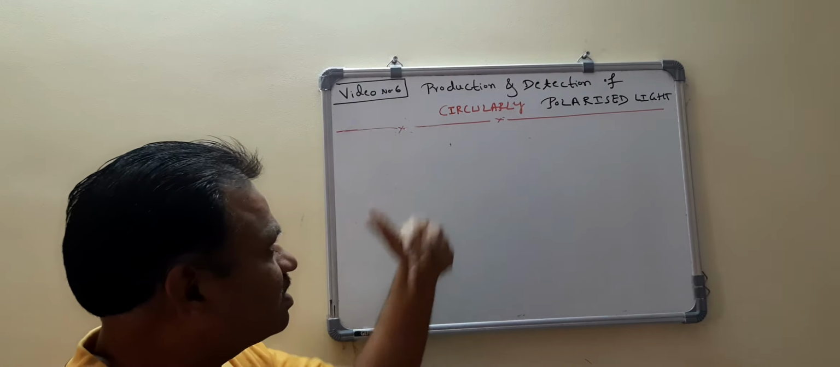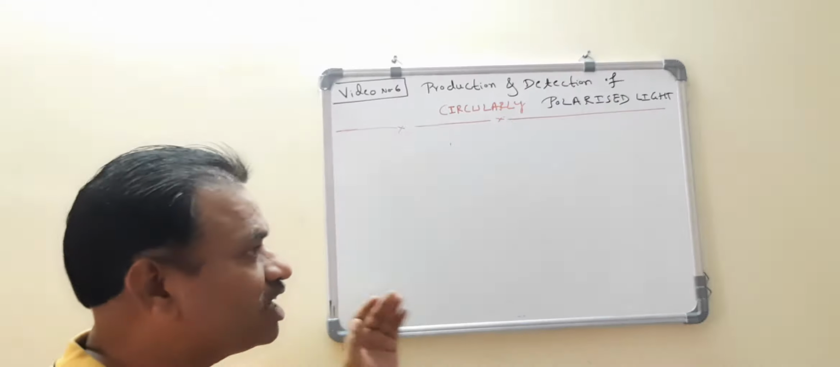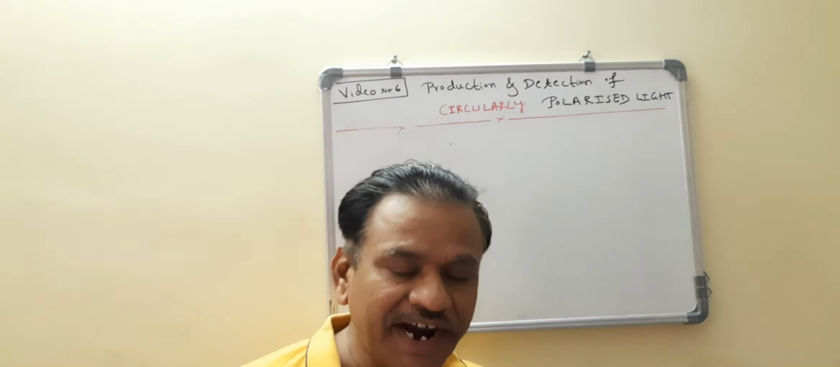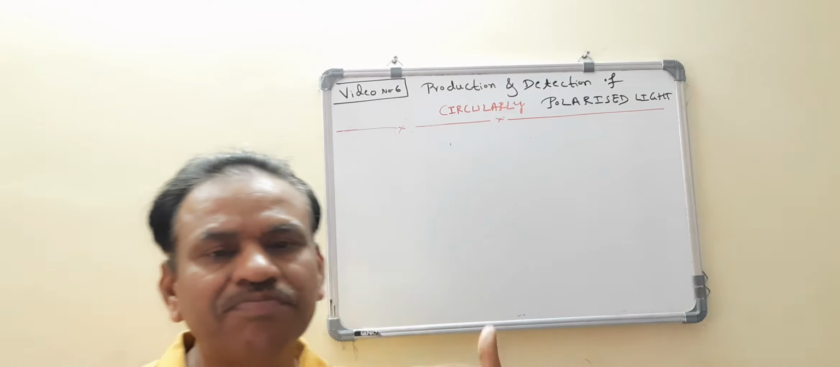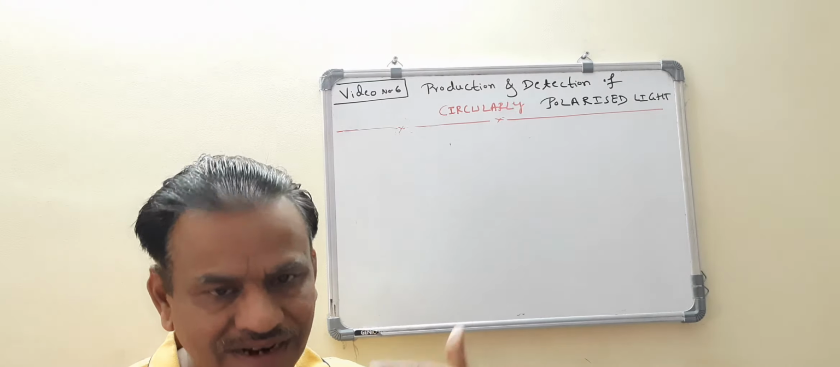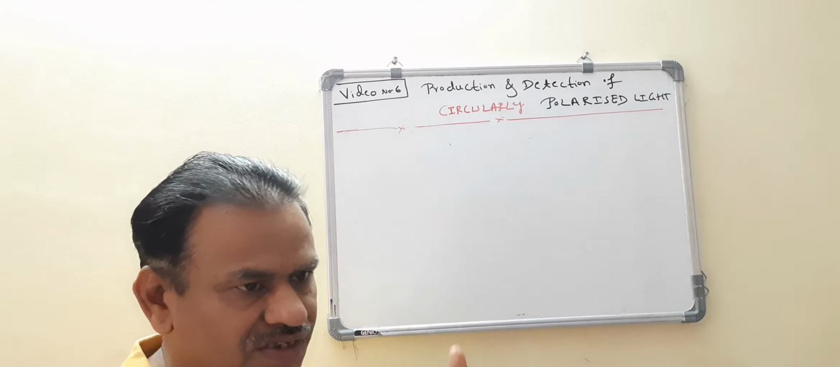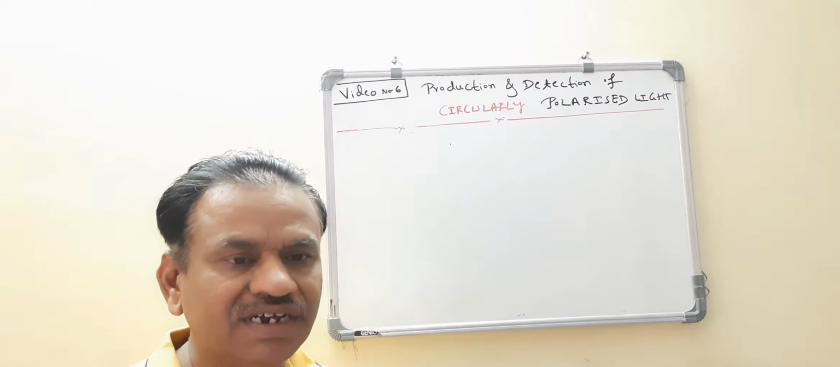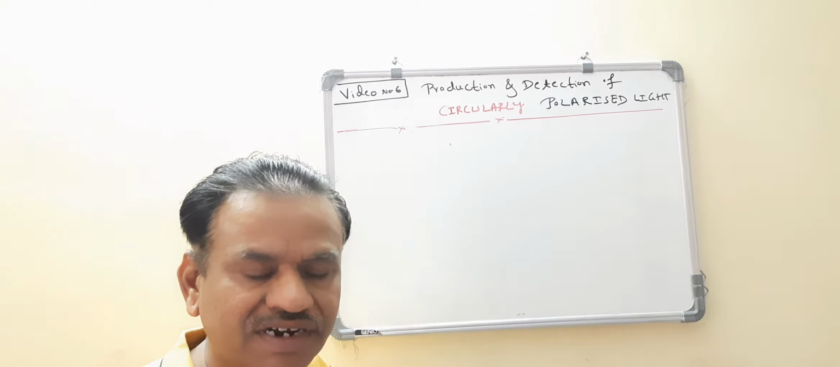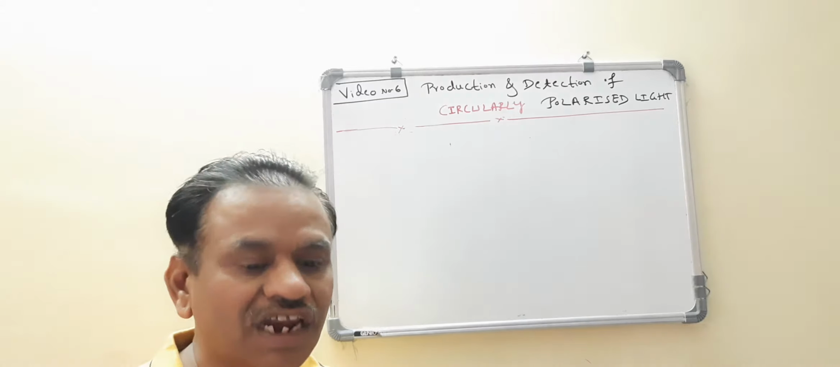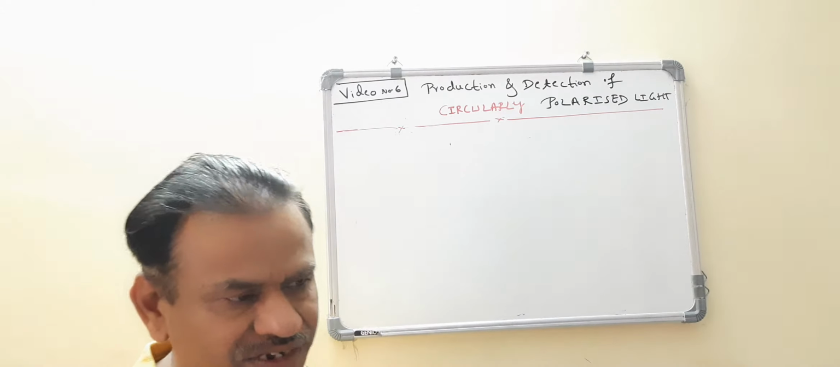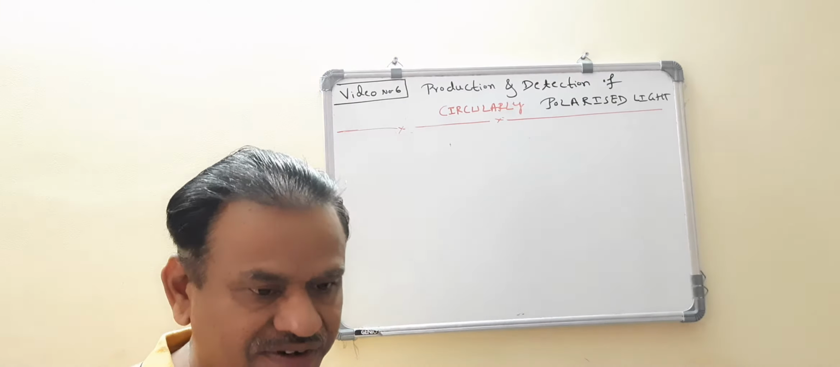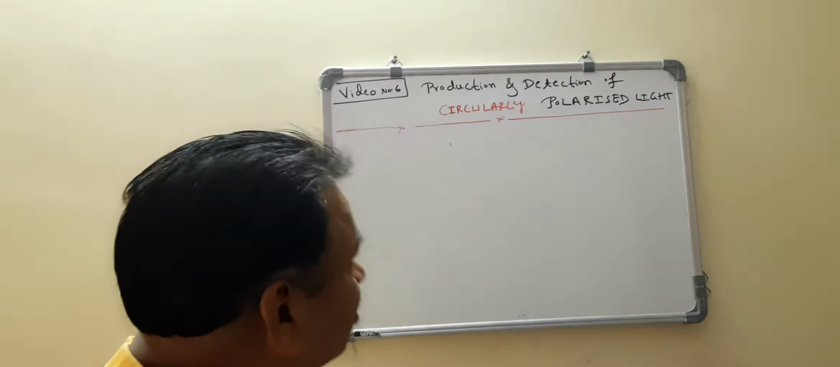Before going to discuss circularly polarized light or elliptically polarized light, first I'll give some conditions on how to identify the different polarized lights. The different kinds are unpolarized light, plane polarized light, partially polarized light, circularly polarized light, and elliptically polarized light. How do we identify what kind of light is given? By using the Nicol prism.